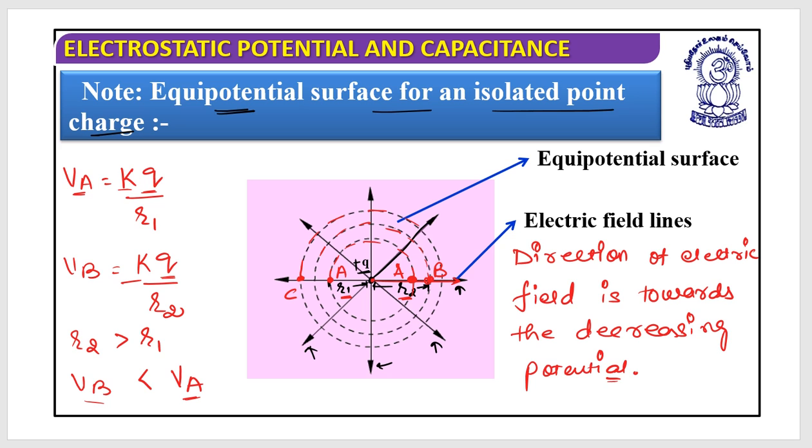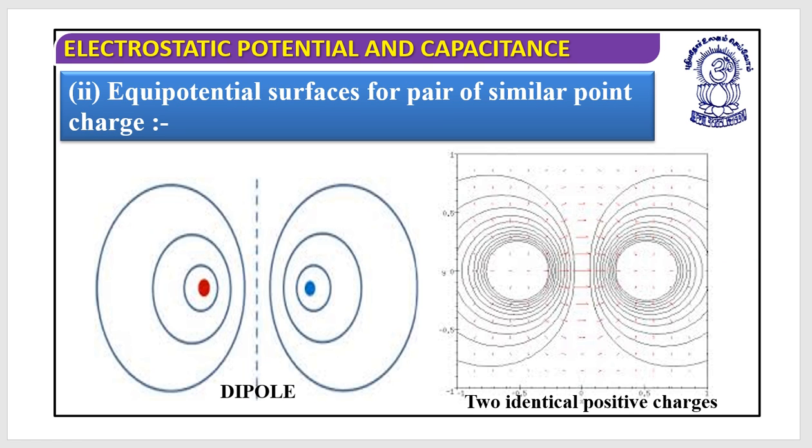So this is the equipotential surface for an isolated point charge. Now let's have another situation in which, let's say, this is a dipole, and one of the charges is positive and the other charge is negative, and I want to plot the equipotential surfaces for the dipole.